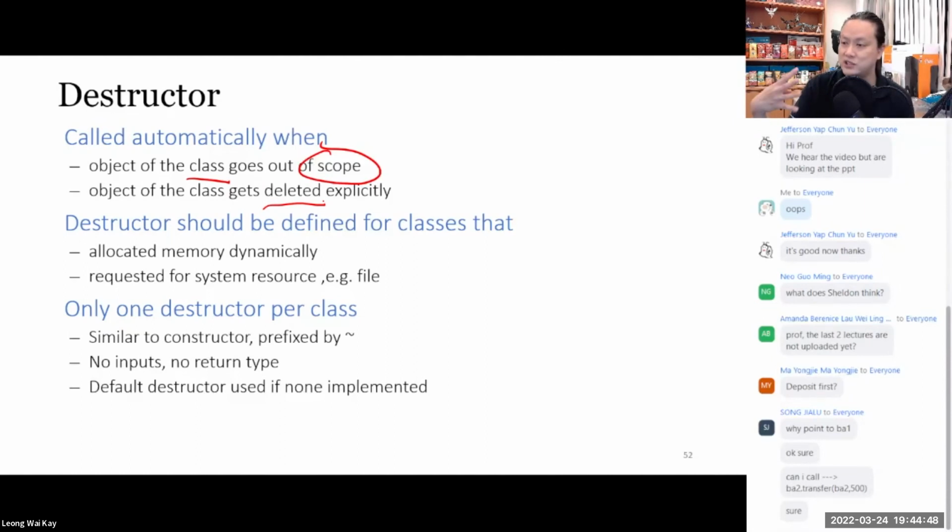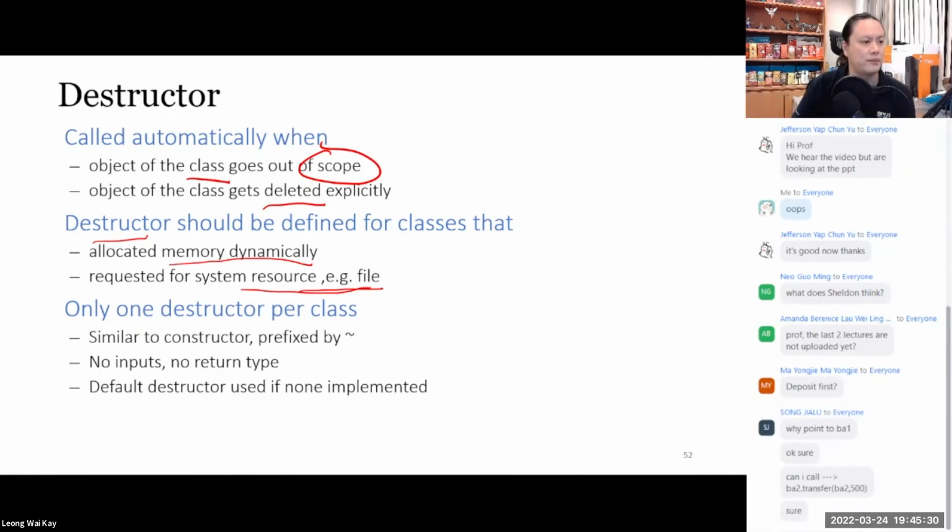Remember, last week we talked about you can new a struct on a heap. You can delete the struct from the heap. Same thing. If you new a class on the heap, you can delete the class on the heap. So you should have a destructor if you allocated memory dynamically, or you request for system resource. This one we didn't really talk about, but because it was system resource, we did mention when you create a file, you must create a file pointer, right? When you're done, you must free it up. If you don't free it up, then no one else can use the file pointer anymore.